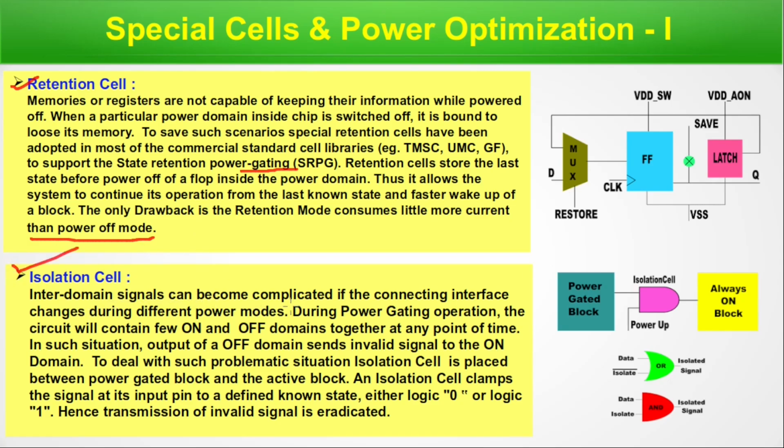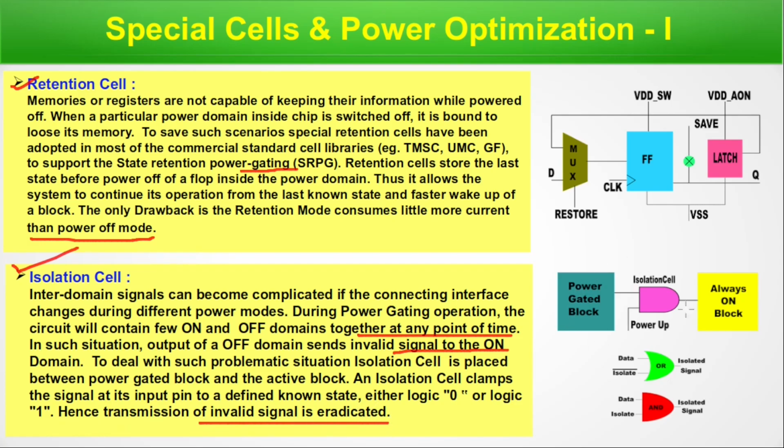Inter-domain signals can become complicated if the connecting interface changes during different power modes. During power gating operation, the circuit will contain a few on and off domains together at any point of time. In such a situation, output of an off domain sends an invalid signal to the on domain. To deal with such a problematic situation, isolation cell is placed between the power-gated block and the active block. An isolation cell clamps the signal at its input pin to a defined known state, either logic 0 or logic 1. Hence, transmission of invalid signal is eradicated.